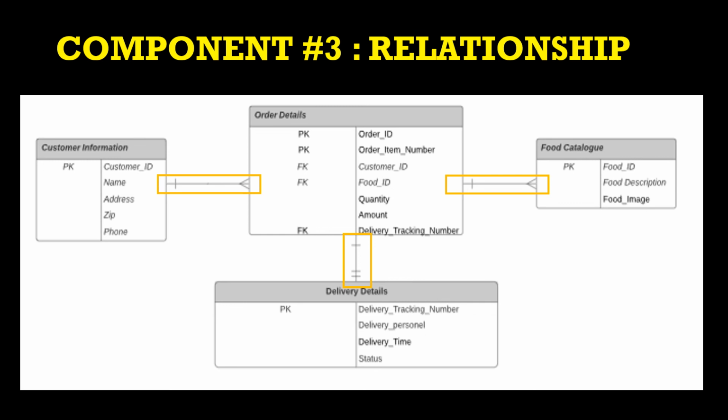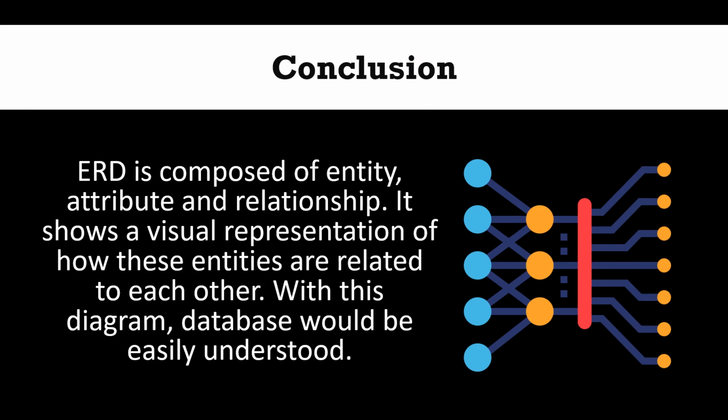Through the relationship of the entities presented, we can now visualize how these entities relate to each other. Now you can see how the ER diagram can visually show the DBA or developers how the data has to be stored and the relationships between each other. Finally, to summarize, ER diagram is composed of 3 components: entity, attribute and relationship arranged in a graphical manner in a diagram to easily understand the data.